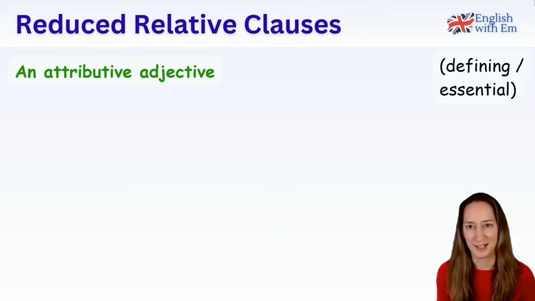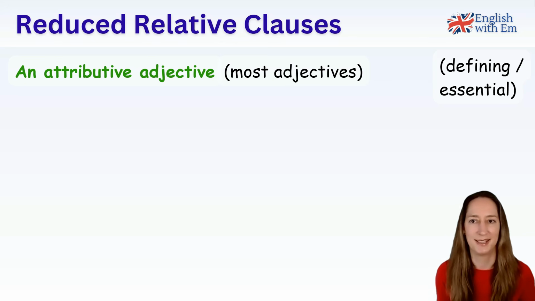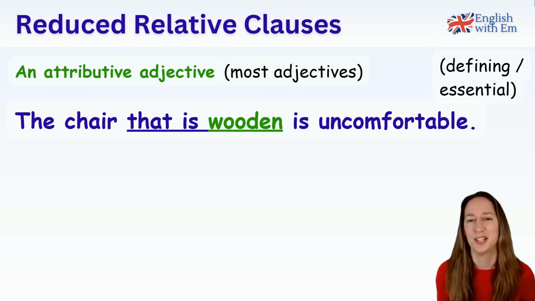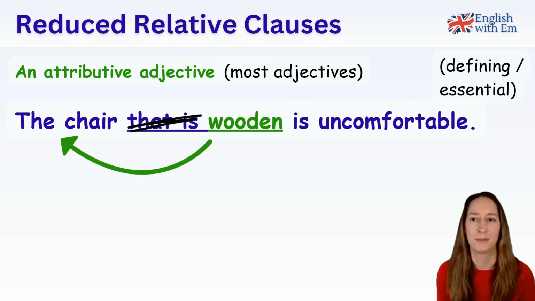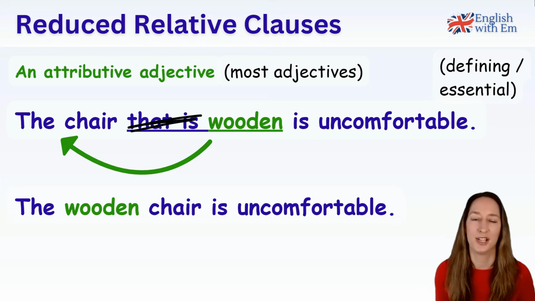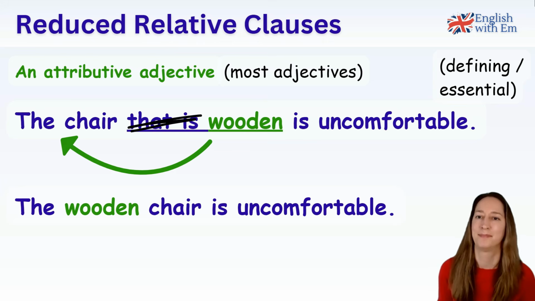An attributive adjective. So this is most adjectives. It simply means an adjective that comes before the noun, like the red car, the beautiful woman. So, the chair that is wooden is uncomfortable. Okay, so how do we reduce this? Well, we delete the relative pronoun and the verb to be, and we have to put the adjective wooden in the correct position. The wooden chair is uncomfortable.